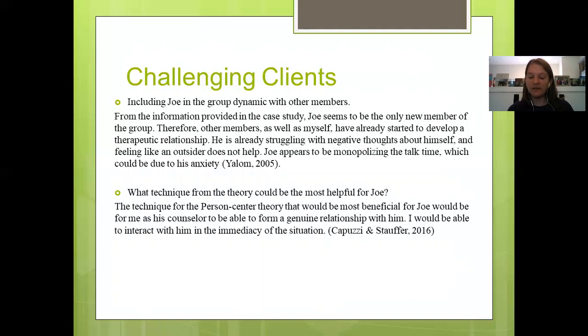The technique from this theory that would be most helpful is really taking the time as the counselor to develop and form a genuine relationship with him. And once that is formed, it could help the genuine relationship between him and the other members improve as well.